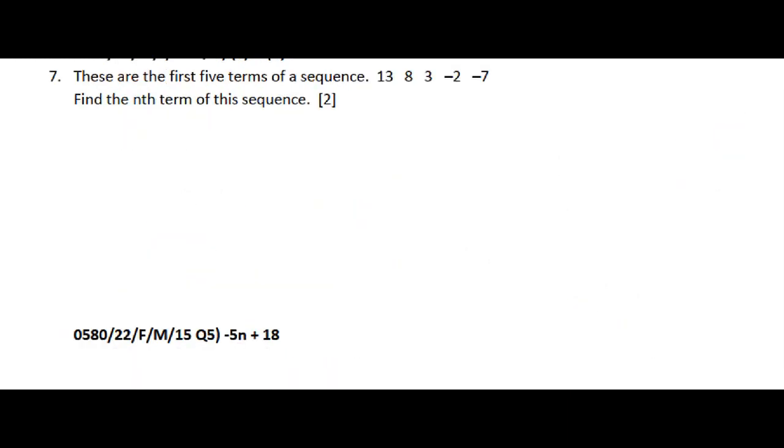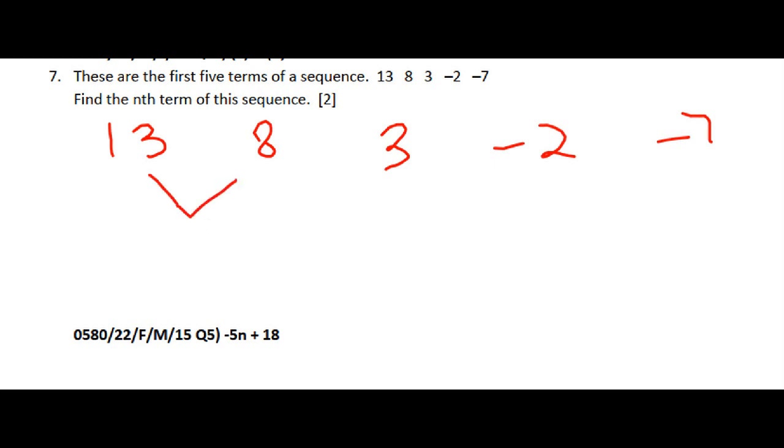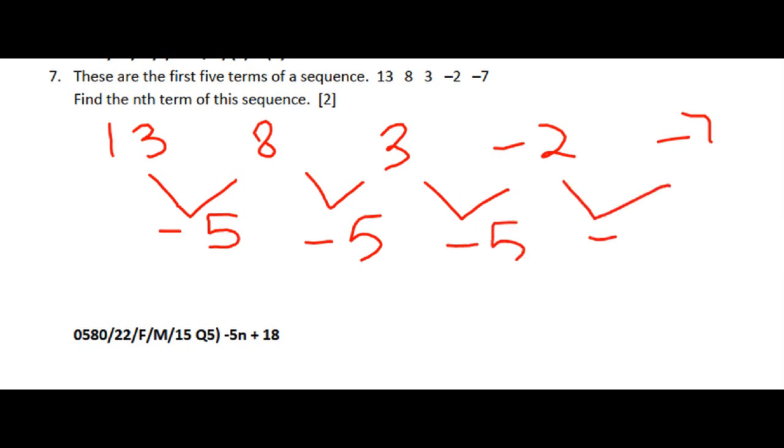Question number 7. These are the first 5 terms of a sequence: 13, 8, 3, minus 2, minus 7. Find the nth term of the sequence. So to get to 8 from 13, we have to subtract 5. Again we subtract 5 to get 3, then again subtract 5 to get minus 2, again subtract 5 to get minus 7. So this is a first level common difference where the difference is minus 5.